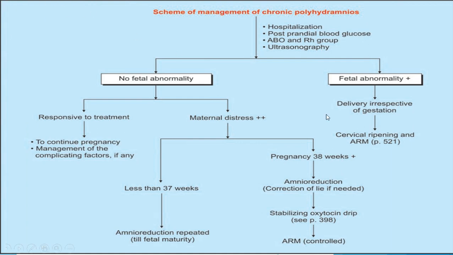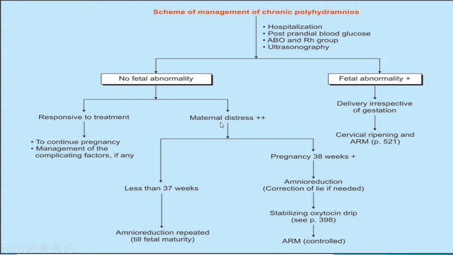This is a scheme of management. Till now we discussed the management. If the patient has chronic polyhydramnios, we can do hospitalization, and we have to check the blood investigations, the post-PP blood sugar, and the ABO, Rh grouping. We can do ultrasonography. After that, if there is no fetal abnormality and the woman responds to the treatment, we can continue the pregnancy. Management of only the complicating factors, if any, should be done.